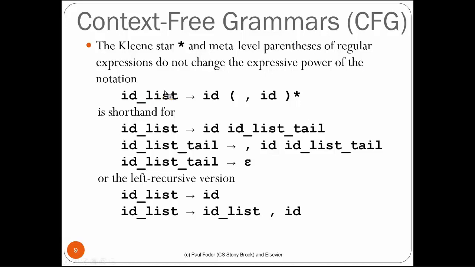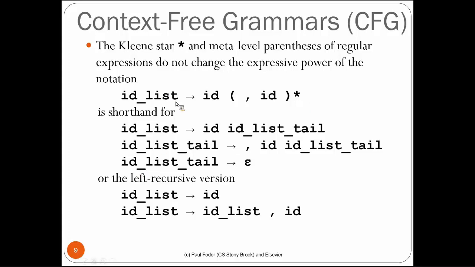So for instance, the notation that an ID list is an ID followed by as many occurrences of comma ID, this notation is just a shorthand for another non-terminal ID list tail, where the ID list tail could be epsilon or a comma ID followed by ID list tail. So the Kleene star notation is really not necessary for context-free grammars because context-free grammars already have that expressive power for the notation.